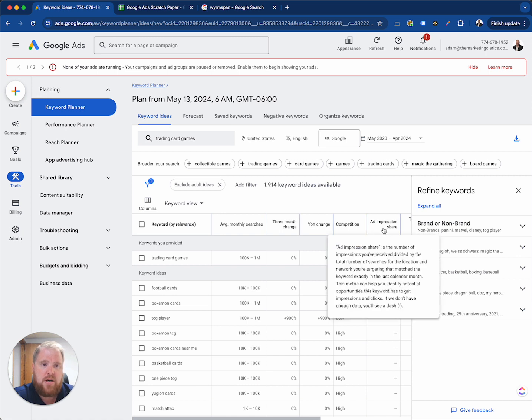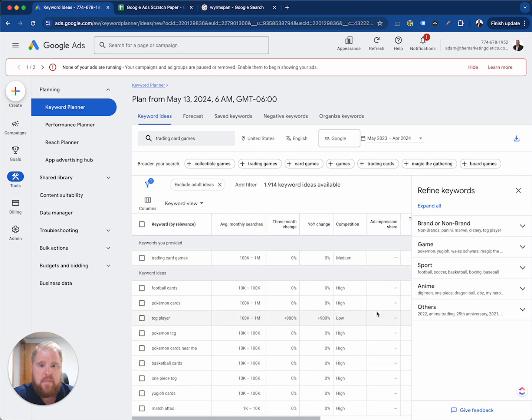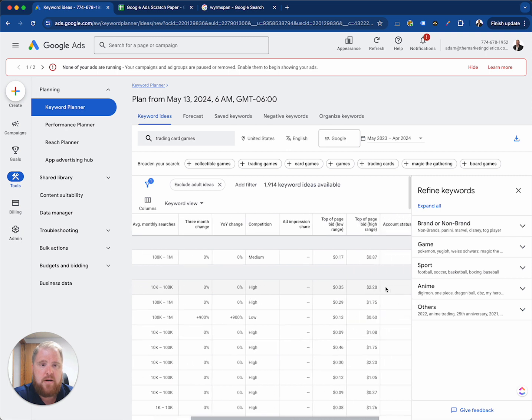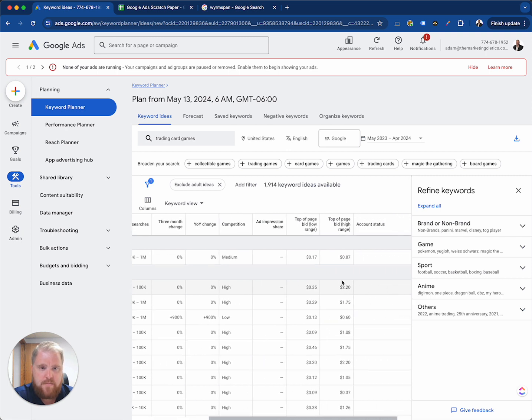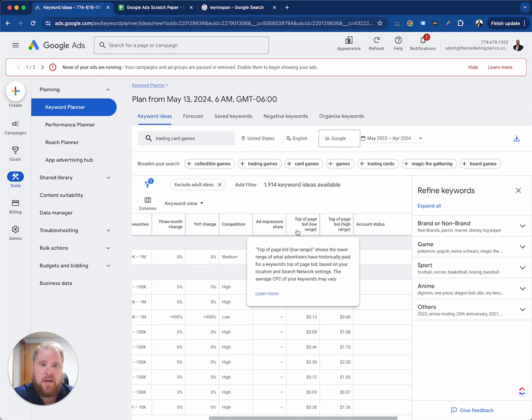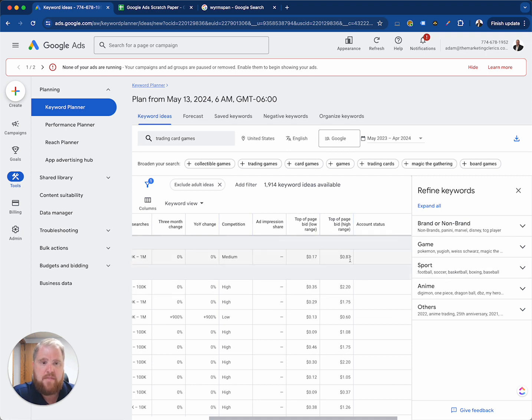Ad impressions share, so number of total searches divided by, basically it's how often your ad is going to be shown with that keyword. And here's your bid price. So this is cost per click, your top of page bid to get to the top of the page. In the low range, you're looking at 17 cents per click. In the high range, it's going to be 87 cents per click.